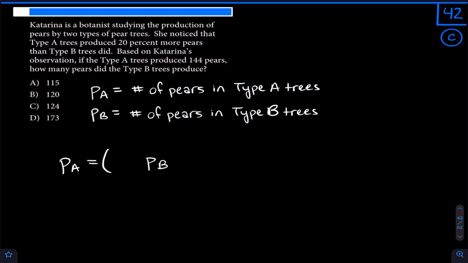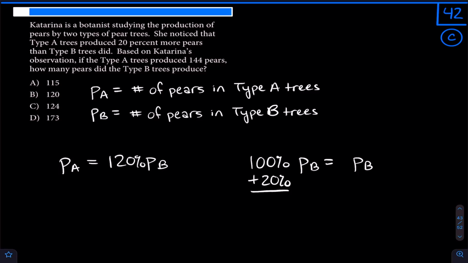Right? Because 100%, we talked about this in a problem before, 100% of the pears in type B trees is going to be all of the pears in type B trees. What we're doing is we're trying to increase 20% from there. So we are not multiplying this by 20%, we're multiplying by 120%. That's the 20% increase. We need to start with all of the pears, and then we increase 20% from there. So hopefully that makes sense.